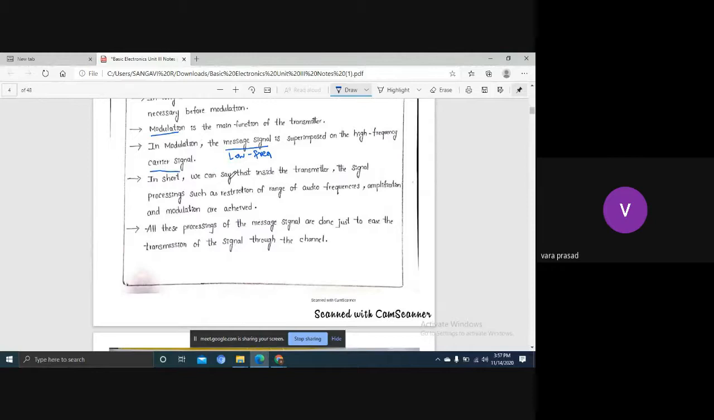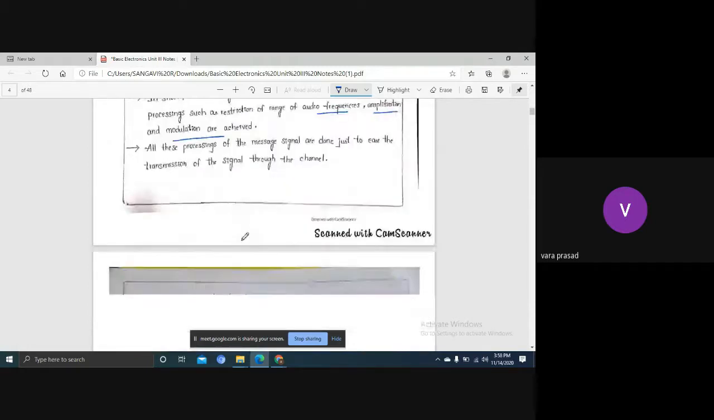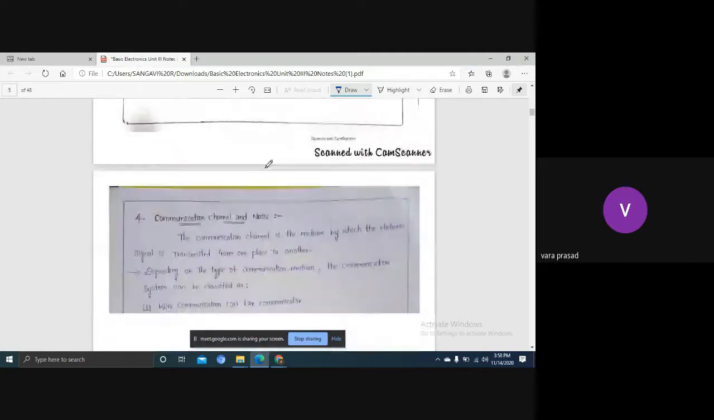In short, inside the transmitter, signal processing such as restriction of a range of audio frequencies, amplification and modulation are achieved. These 3 points the transmitter can achieve. All this processing of the message signal is done just to ease the transmission of the signal through the channel. After that, the information has to be transmitted to the receiver through the channel.